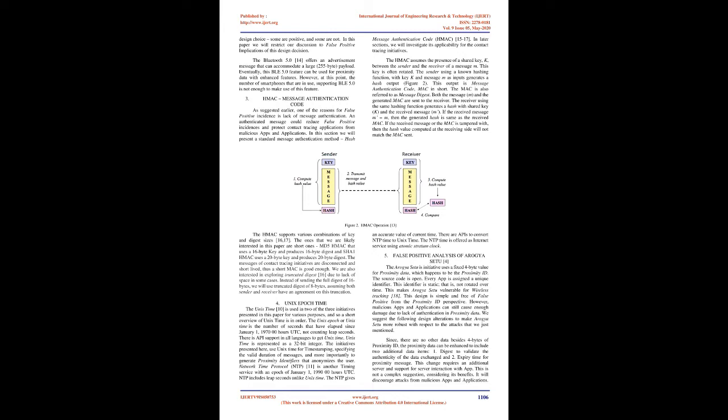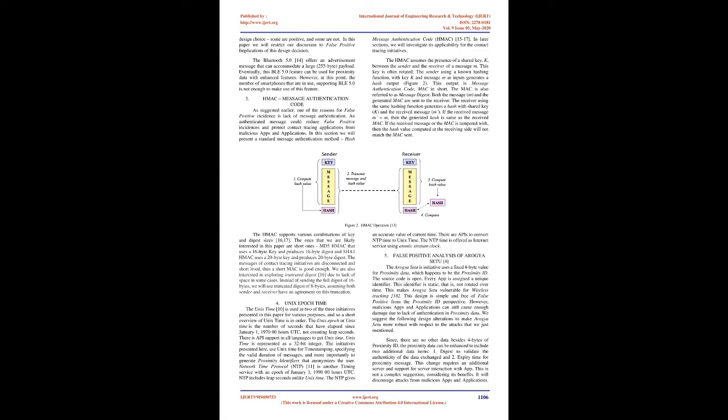The HMAC assumes the presence of a shared key K between the sender and the receiver of a message M. This key is often rotated. The sender, using a known hashing function, with key K and message M as inputs, generates a hash output, figure 2. This output is the message authentication code, MAC in short. The MAC is also referred to as message digest. Both the message M and the generated MAC are sent to the receiver.